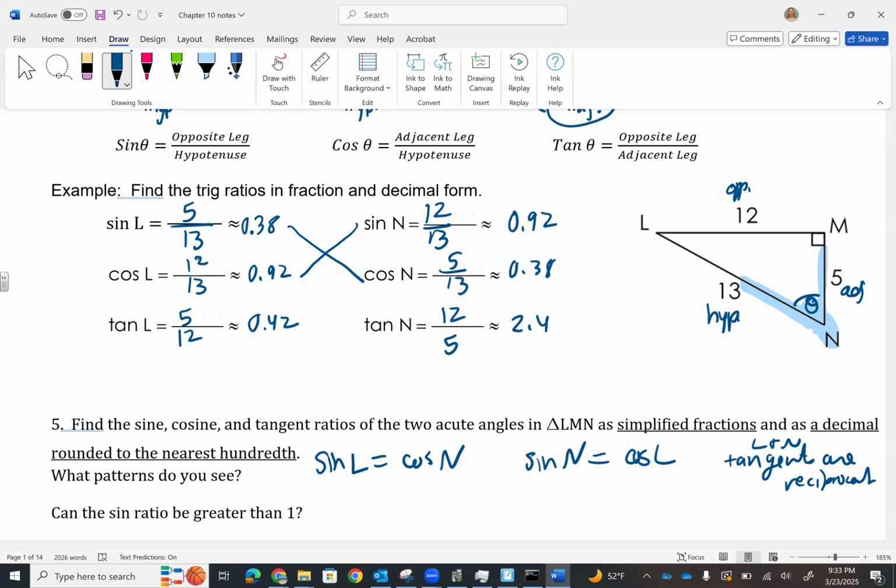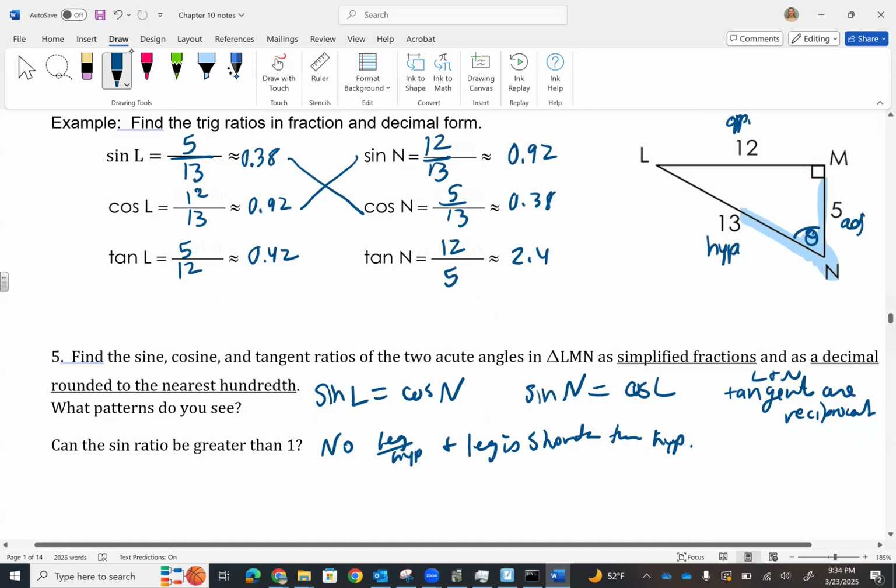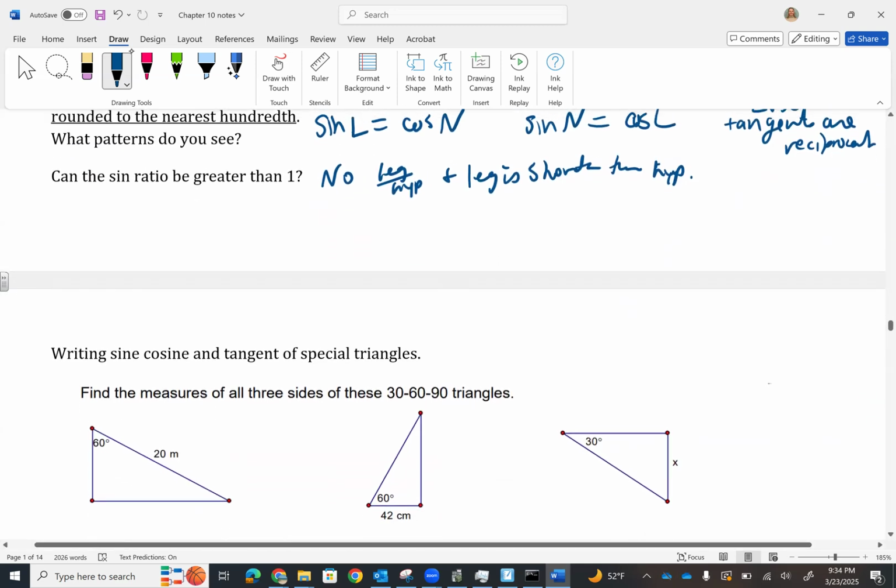Can the sine or cosine ratio ever be bigger than 1? And the answer is no. Why? Because it's a leg over the hypotenuse, and the leg is shorter than the hypotenuse. So your sine and cosine will never be bigger than 1. Tangent could be, okay, but sine and cosine are never going to be bigger than 1 because they're a leg over the hypotenuse.